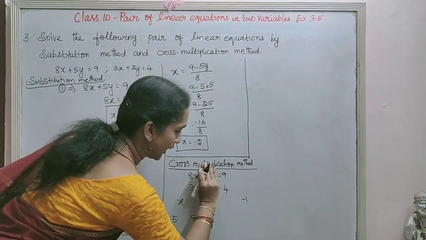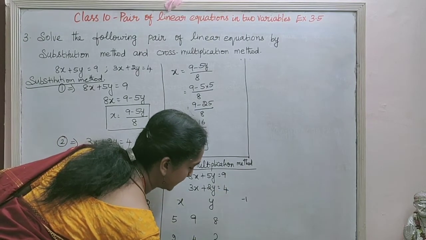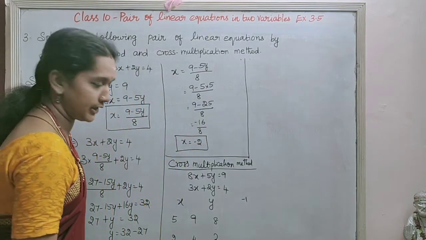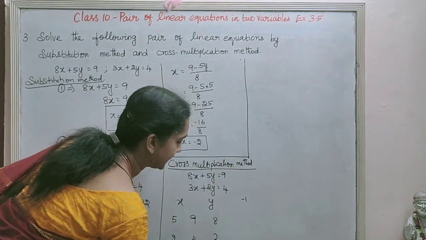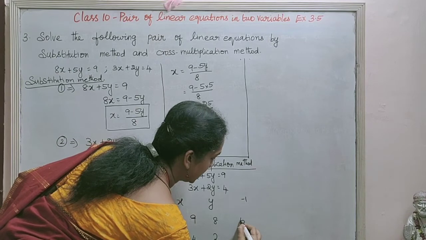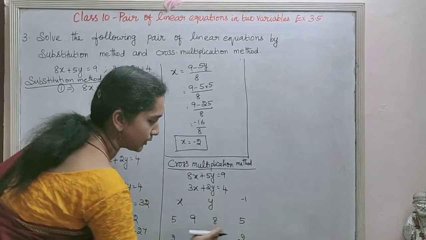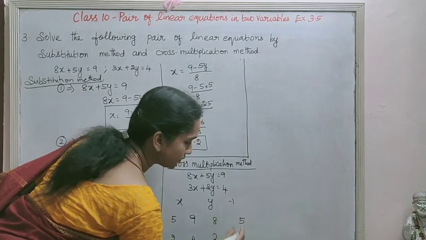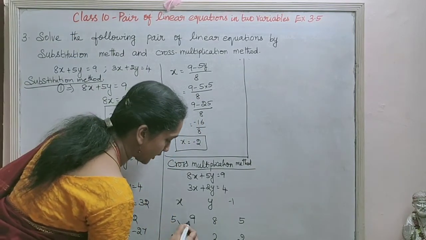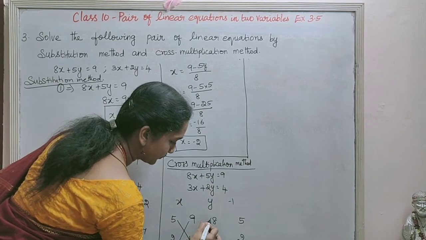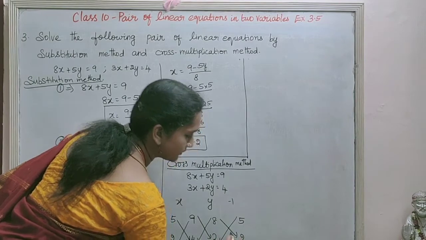Now for y, 9 and 4 is already there, so the remaining is 8 and 3, the x coefficients. Then for the constant term, 8 and 3 is already there, so the remaining is 5 and 2. I started with 5 and 2, and I have to end with 5 and 2. So now this has to be cross multiplied.